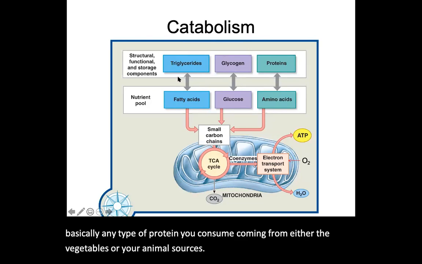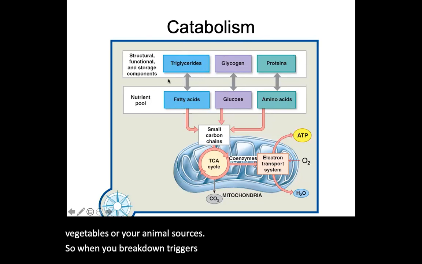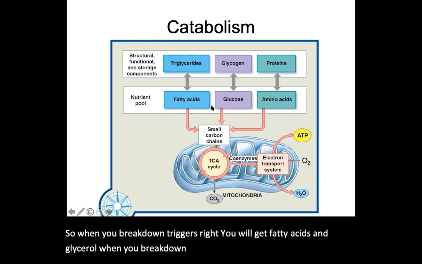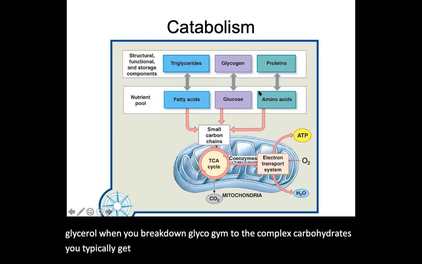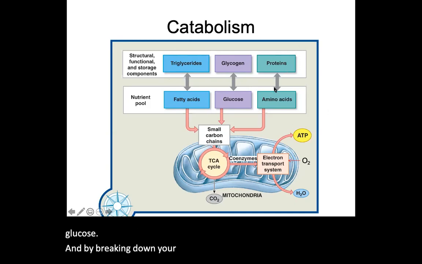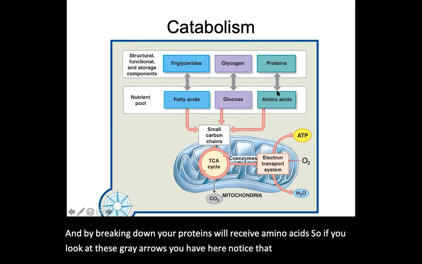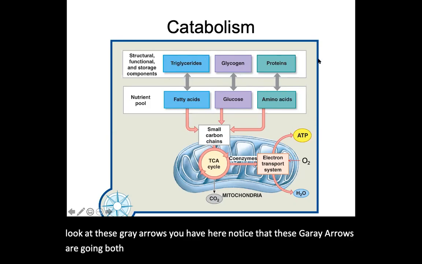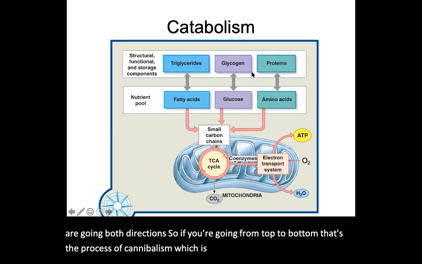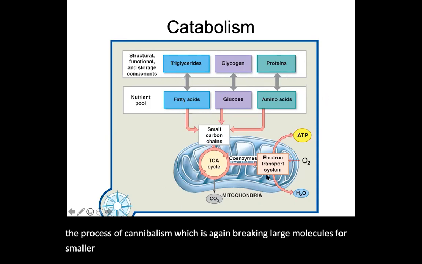So when you break down triglyceride, you will get fatty acid and glycerol. When you break down glycogen, the complex carbohydrate, you typically get simple sugar, and the best example for that would be glucose. And by breaking down your proteins, you will receive amino acids. So if you look at these gray arrows you have here, notice that these gray arrows are going both directions. If you're going from top to bottom, that's the process of catabolism, which is again breaking large molecules into smaller things and eventually utilizing them for production of energy and high energy electron carriers.